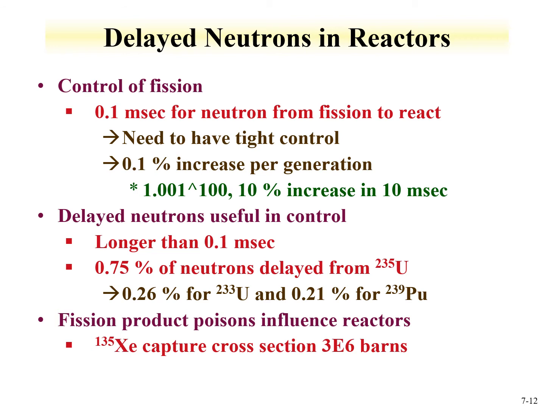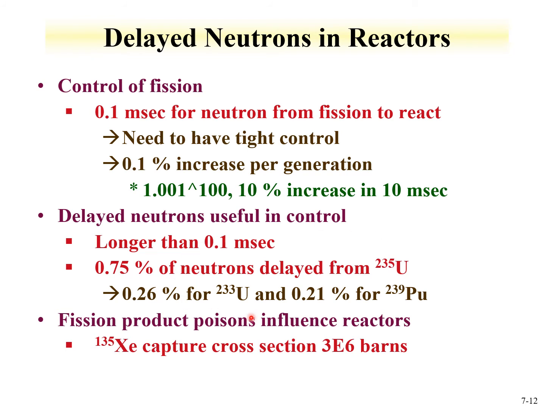And for uranium-233, it's about 0.25%, and same thing for plutonium-239. This means in some regards, uranium-235 is a better fuel for reactors, just as an example in regard to these delayed neutrons.